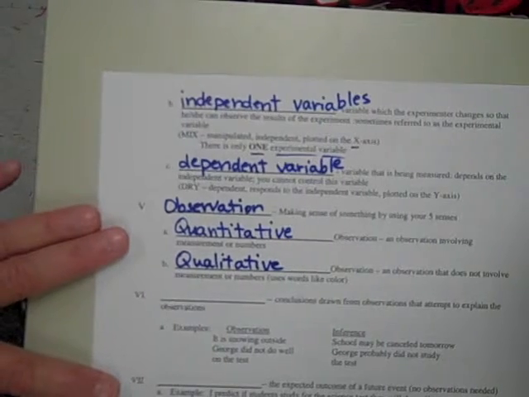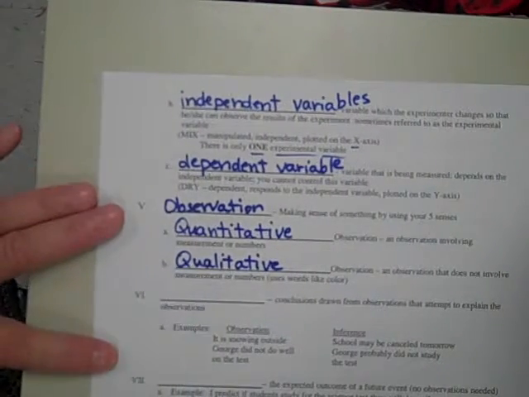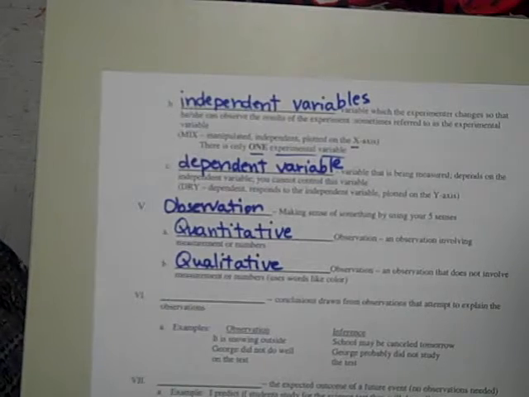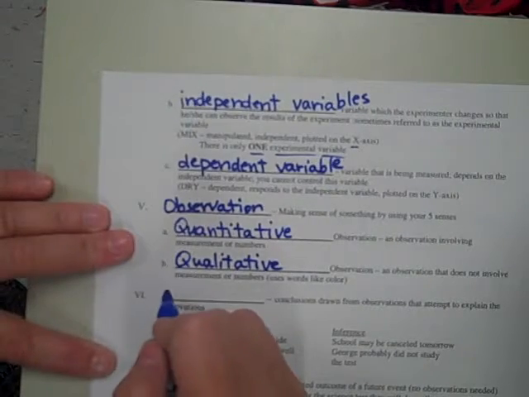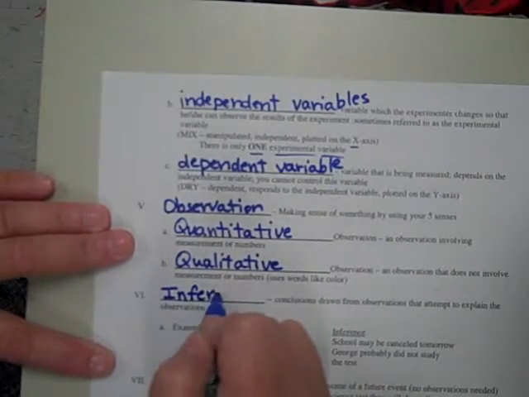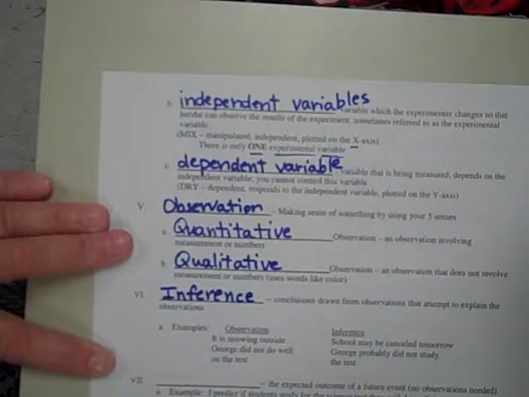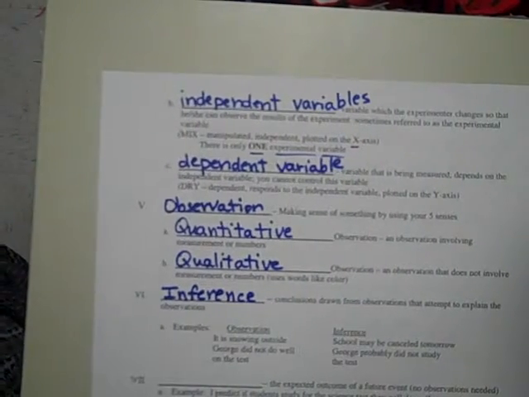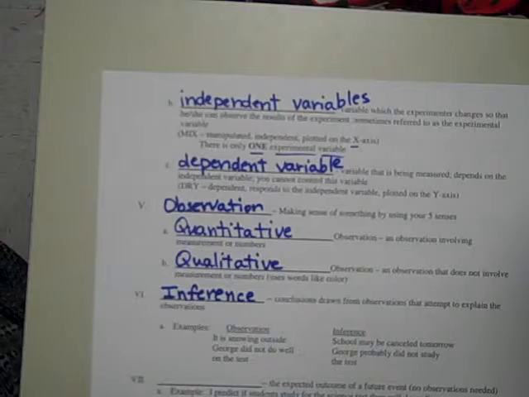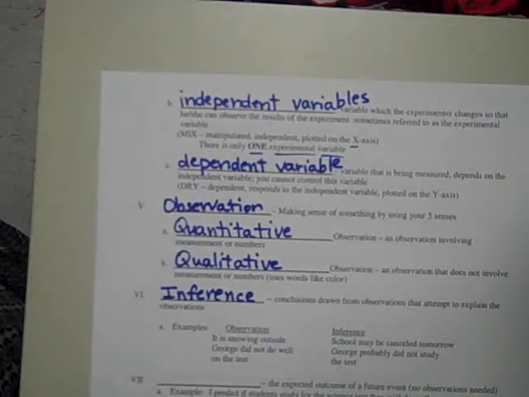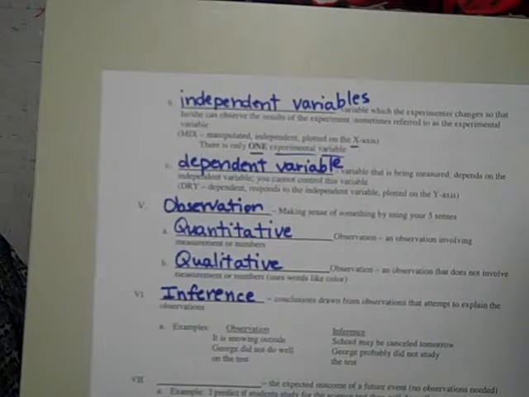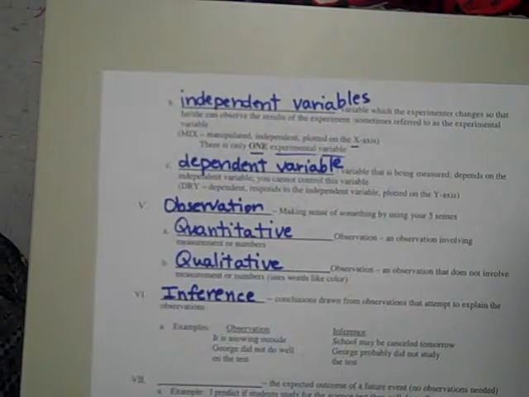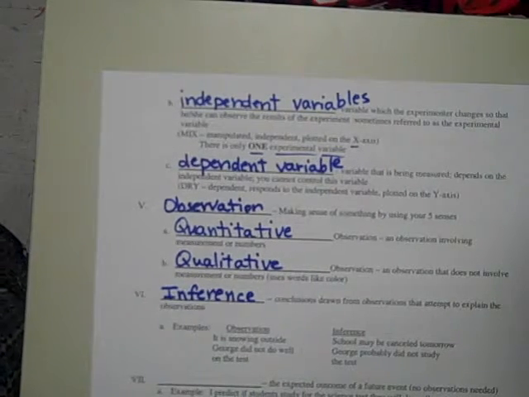When you take what you know, your observations, and you try to explain them, you are doing what is called inferring. You are making an inference. An inference may or may not be correct. Observations, people can't really argue about. It's raining outside. Nobody can argue about that. But if I say it's raining outside, I bet they're going to cancel the ball game tonight. Okay? That's making an inference. That may or may not happen.